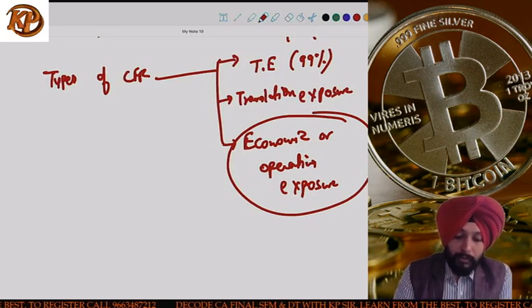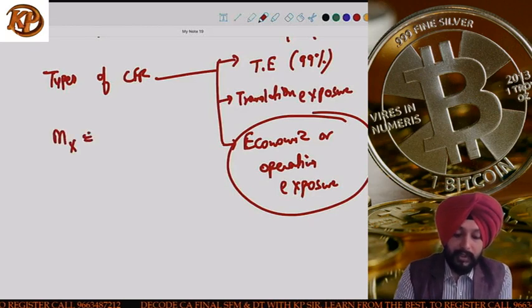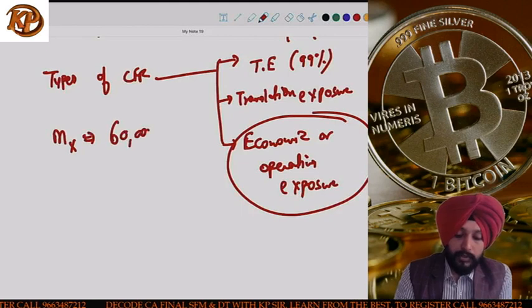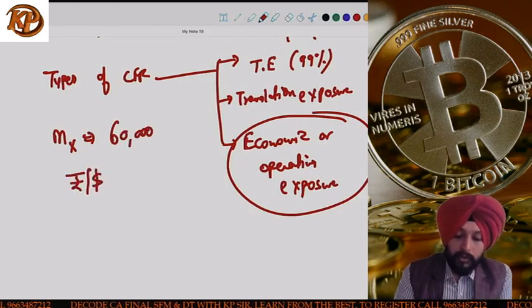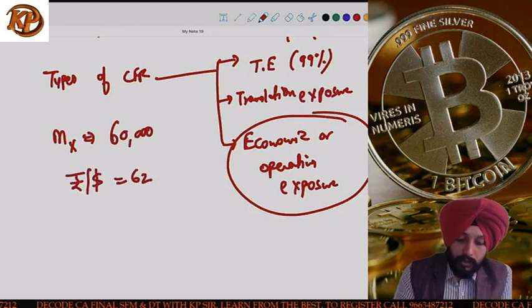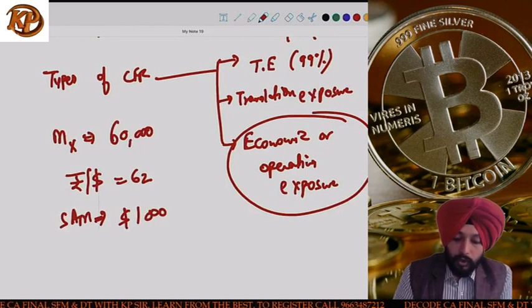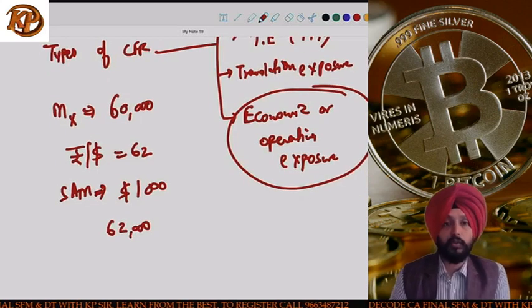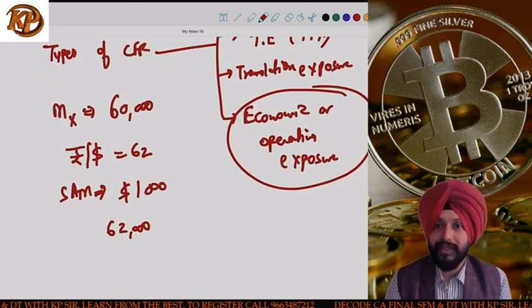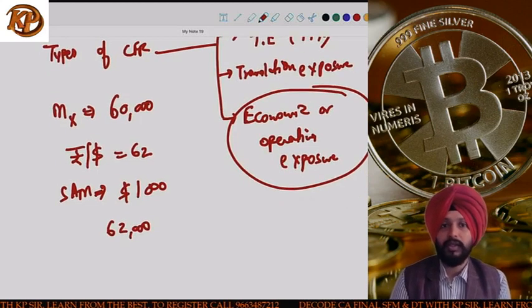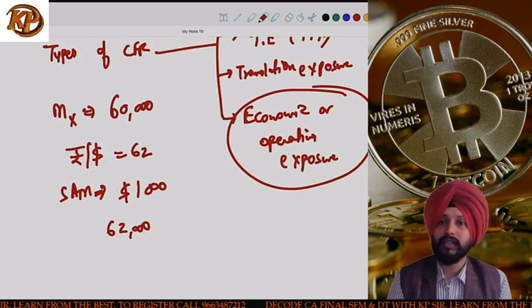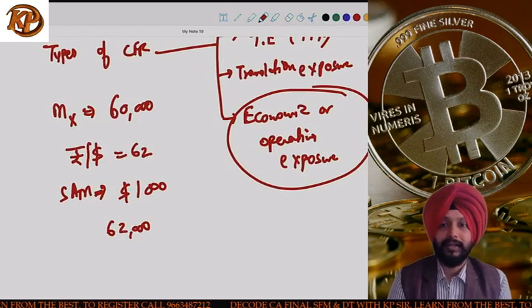Suppose I sell a machinery, machine X, for 60,000 rupees. Rupee per dollar is 62. Suppose there is Mr. Sam who is selling the same machine for $1,000. So the cost in India becomes 62,000. Is this maths clear to you? We in India are selling this machine for 60,000. There is Mr. Sam in US who is selling this machine for $1,000. Right now rupee per dollar is 62, so the cost in rupee terms happens to be 62,000.